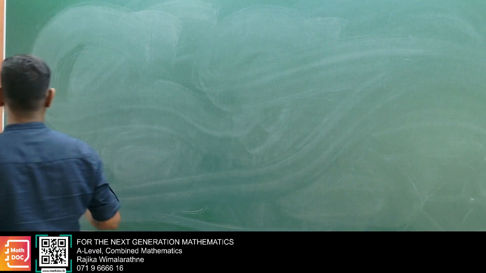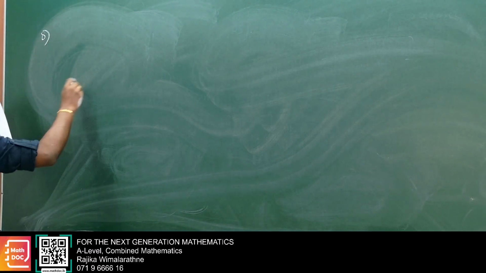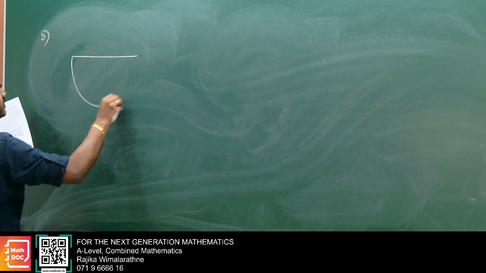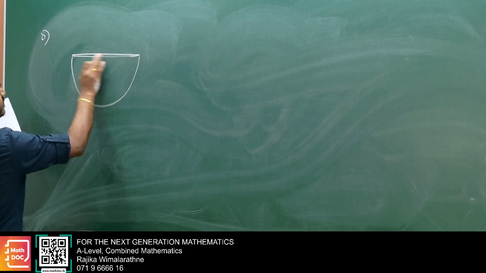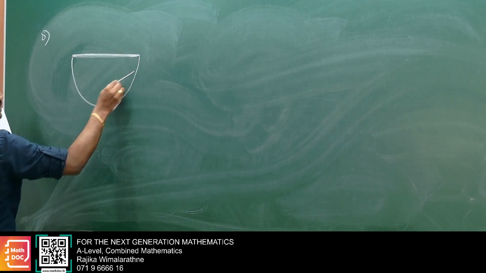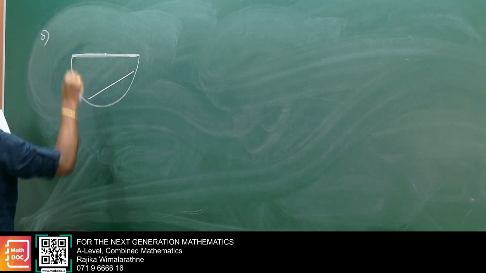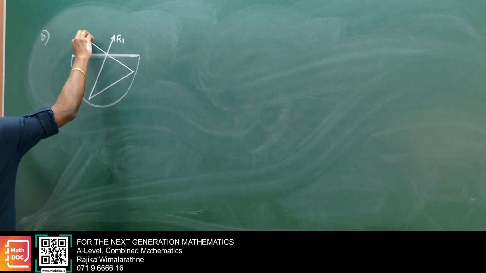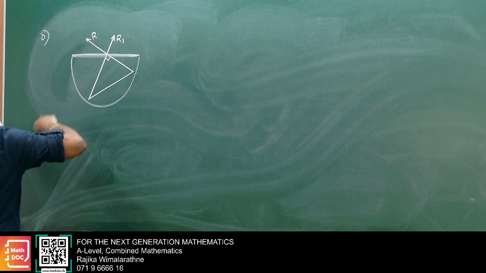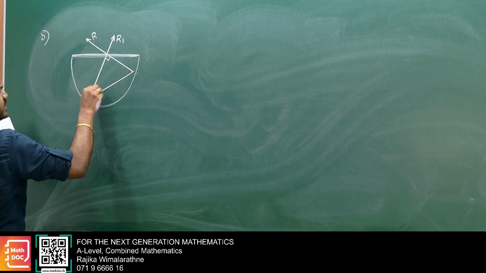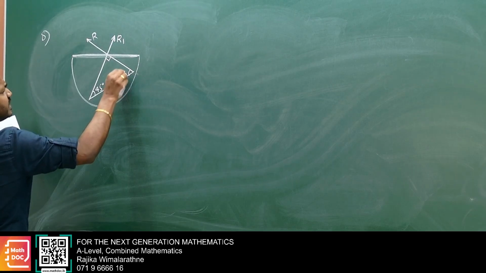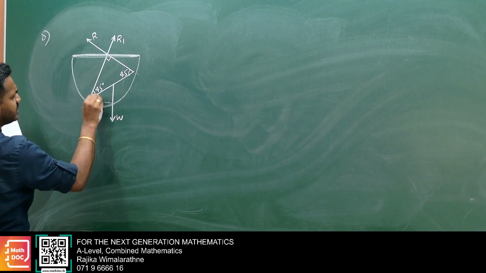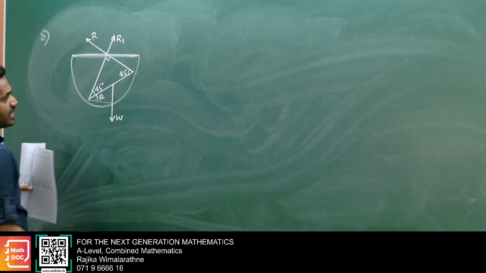Let's sketch that. Question number 8. Rough hemisphere. Here the hemisphere, here the rod. Then the reactions pass through the center, R1 and here R2. It subtends 90 here. Then here 45-degree inclination, weight W, then to the horizontal angle theta. We need to find the angle theta to the horizontal.